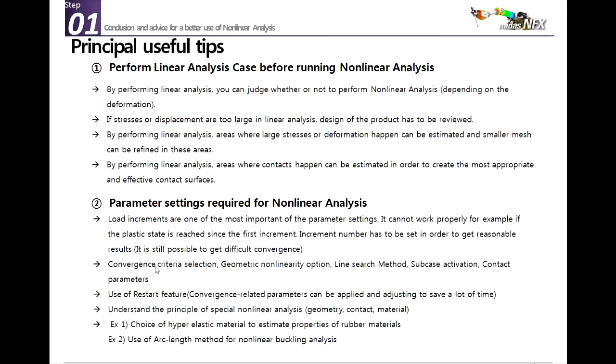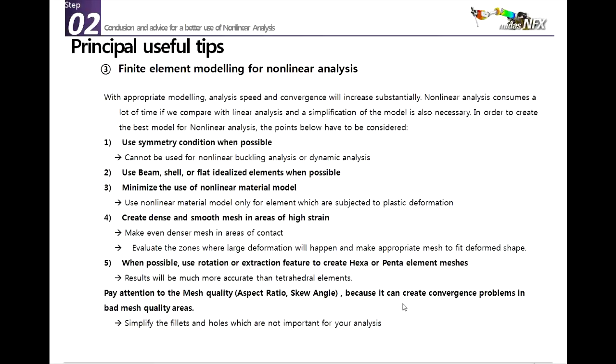Then convergence criteria selection also is important. Geometric nonlinear option. You can do subcase. You have the restart feature. Then the next thing is the finite element modeling for nonlinear analysis. This is important also because in some cases you need to perform some special modeling for nonlinear in order to be sure that you'll have convergence. It will be faster. So you can think about, for example, symmetric conditions.